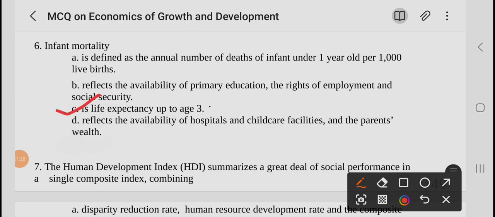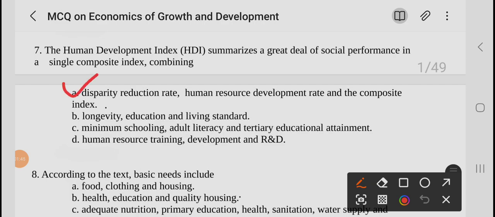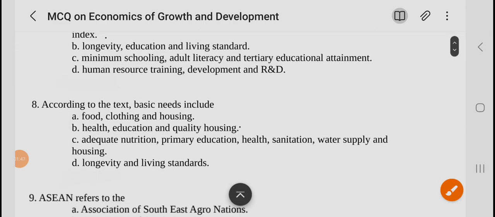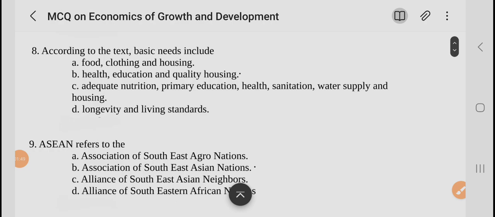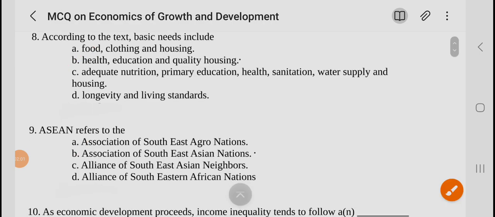Remember this one. Next one, human development summarizes a great deal of social performance in a single composite index combining disparity reduction rate, human resource development rate and composite index is the correct one. Next one, according to the text, basic needs include health, education and quality housing. ASEAN refers to Association of Southeast Asian Nations.